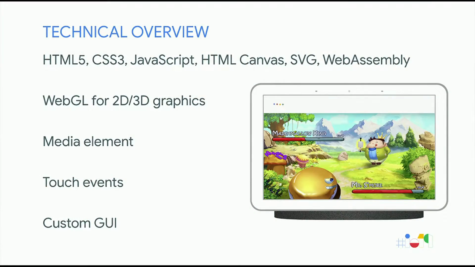So Interactive Canvas uses regular HTML. That means CSS, JavaScript, SVG, even WebAssembly. WebGL has been optimized for 2D and 3D graphics, but you can also just use the standard HTML Canvas feature to do some basic graphics. You can use the standard HTML media element to play audio or video within the local web app. We also support the standard touch events for both smart displays and for mobile devices.